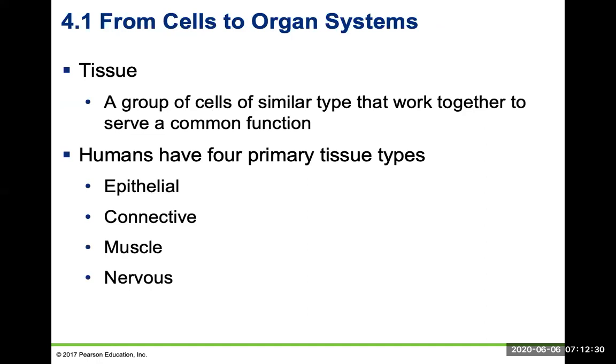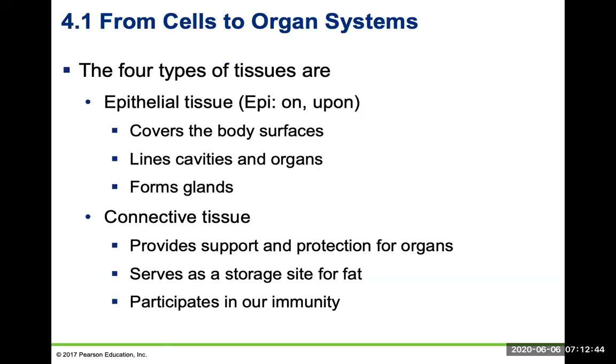We'll first talk about tissues, which is a group of cells of similar type that work together to serve a common function. And you should know these 4 human types of tissue: epithelial, connective, muscle, and nervous. The 4 types of epithelial tissue, epi, that prefix means on or upon. So this type of tissue covers all of your body surfaces. It lines your cavities and organs. It forms your glands. Connective tissue provides support and protection for organs. It serves as a storage site for fat, and it participates in our immunity.